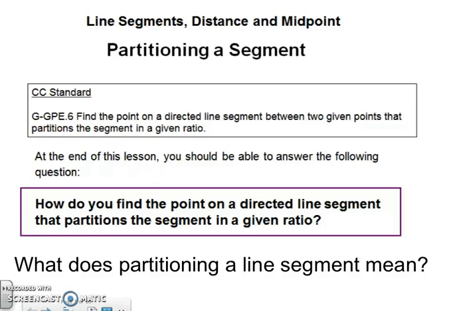Okay, so in this video, we're going to learn how to partition a segment. At the end of the lesson, you should be able to answer the following question: How do you find a point on a line that partitions a segment in a given ratio? So basically, how do I find a point on a line that is 2/3 from the starting point?